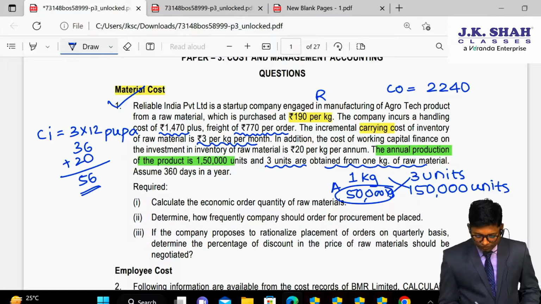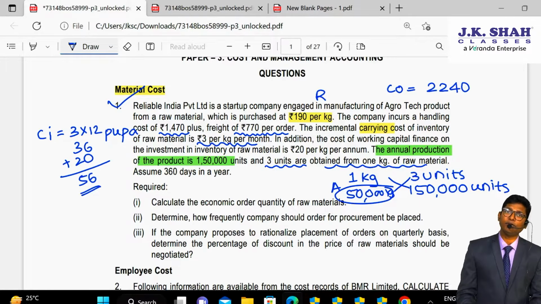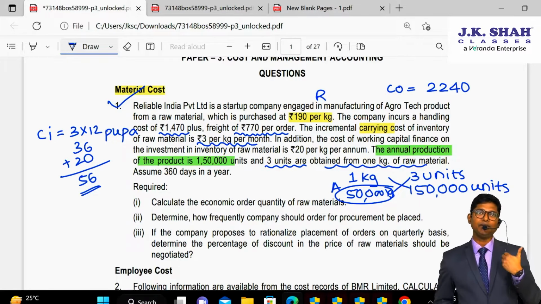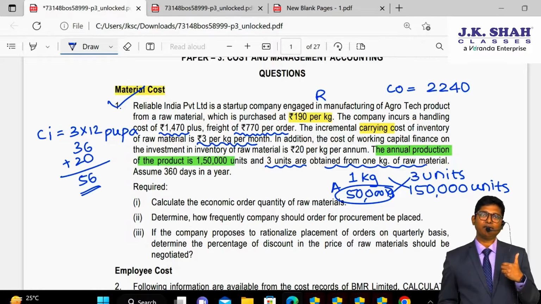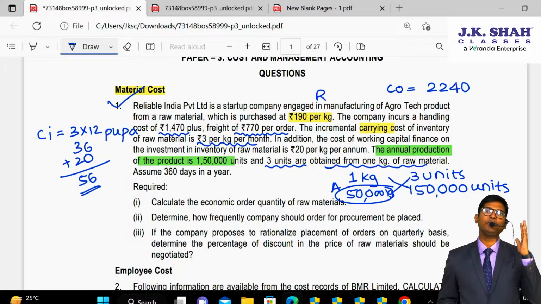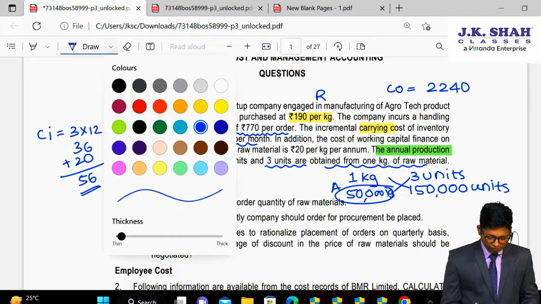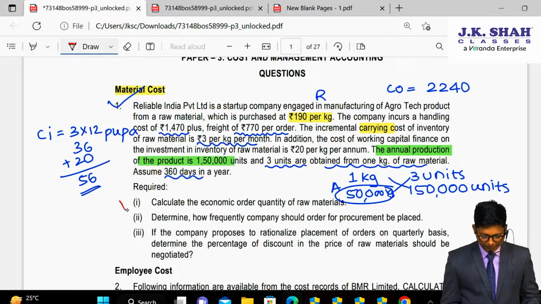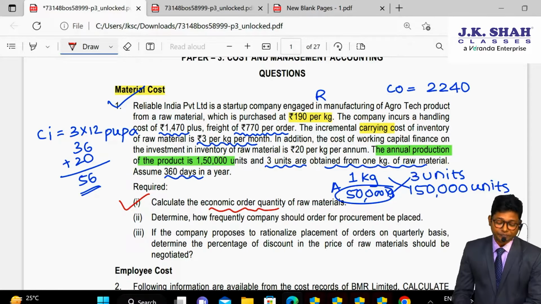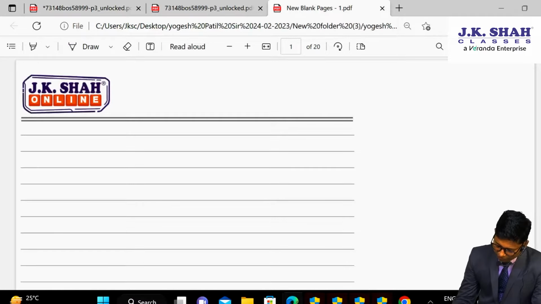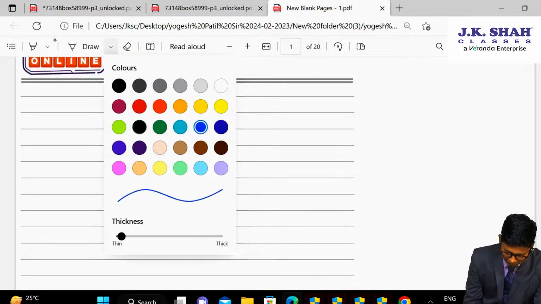Now the 3 elements which are needed for EOQ computation are available with us. The first point is annual requirement of raw material, the second point is ordering cost per order, and the third point is carrying cost per order. Now assume 360 days a year, and on the basis of this assumption they have asked us to calculate economic order quantity first. If you want to calculate economic order quantity, first of all you should write the formula of EOQ.